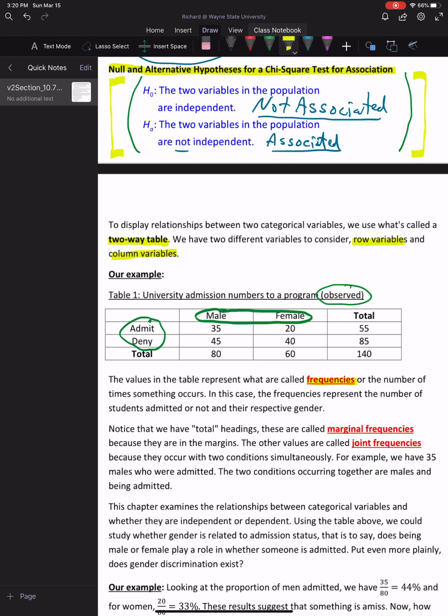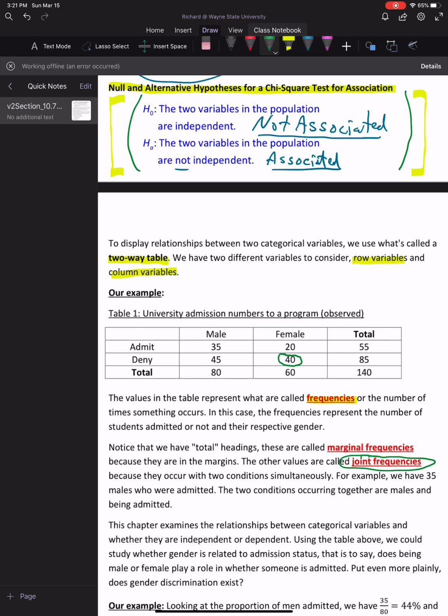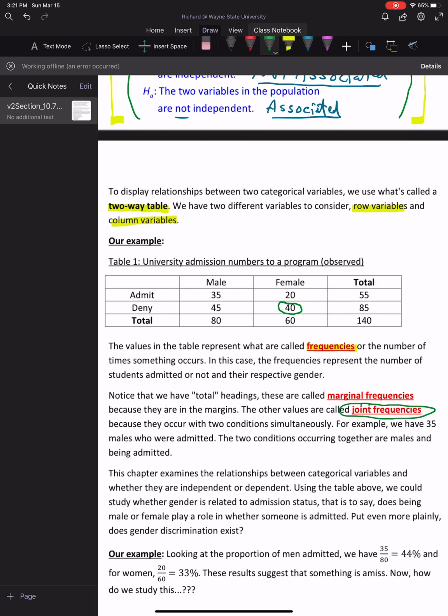And so what they represent in our case literally are really two things. And since they're representing two things, we call it a joint frequency. So there's another vocabulary word. For example, if you take the number 40, it represents 40 females who were denied. And so that's considered a joint frequency.